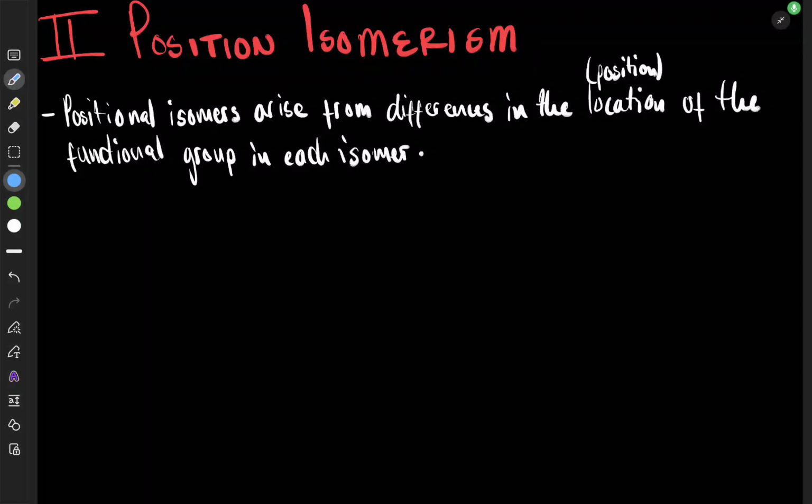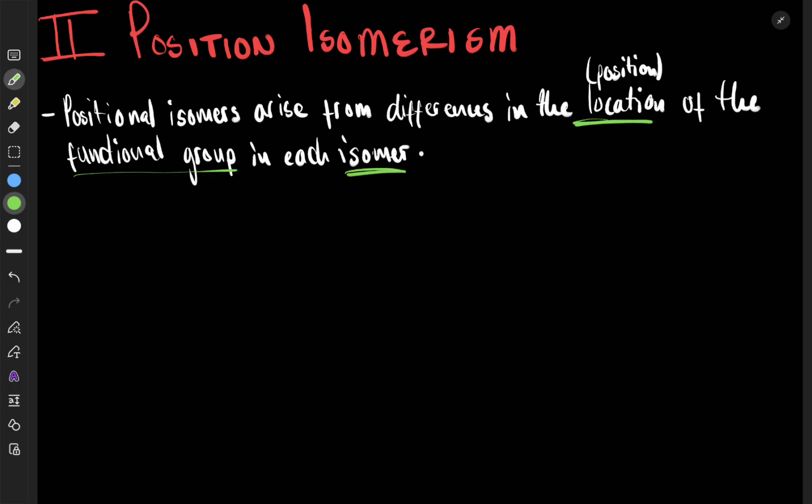Looking at position isomerism, and this is not even hard because we said position isomerism is a type of structural isomerism, and it is about the position. It arises from differences in the location or position of the functional group in each isomer.